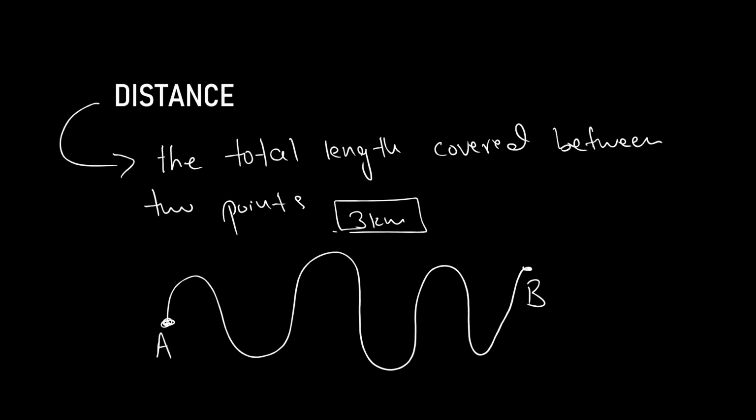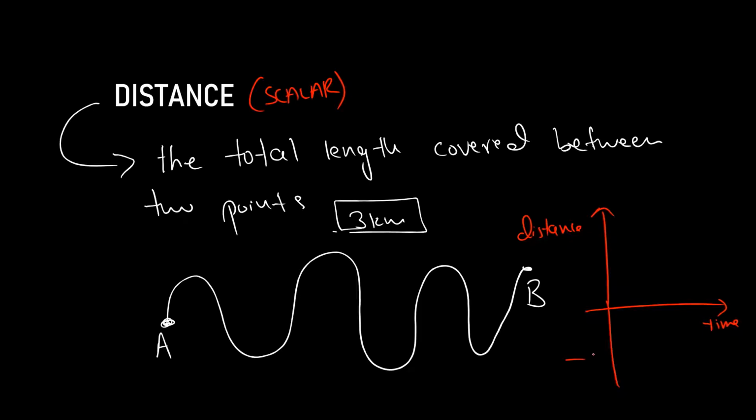Alongside, one thing that you should know is that distance is a scalar, which means the direction is not important in this case, right? So for example, if you have a distance time graph, it will never move into the negative region of the y-axis. So there's nothing known as negative distance, all right? Nothing of that sort exists.